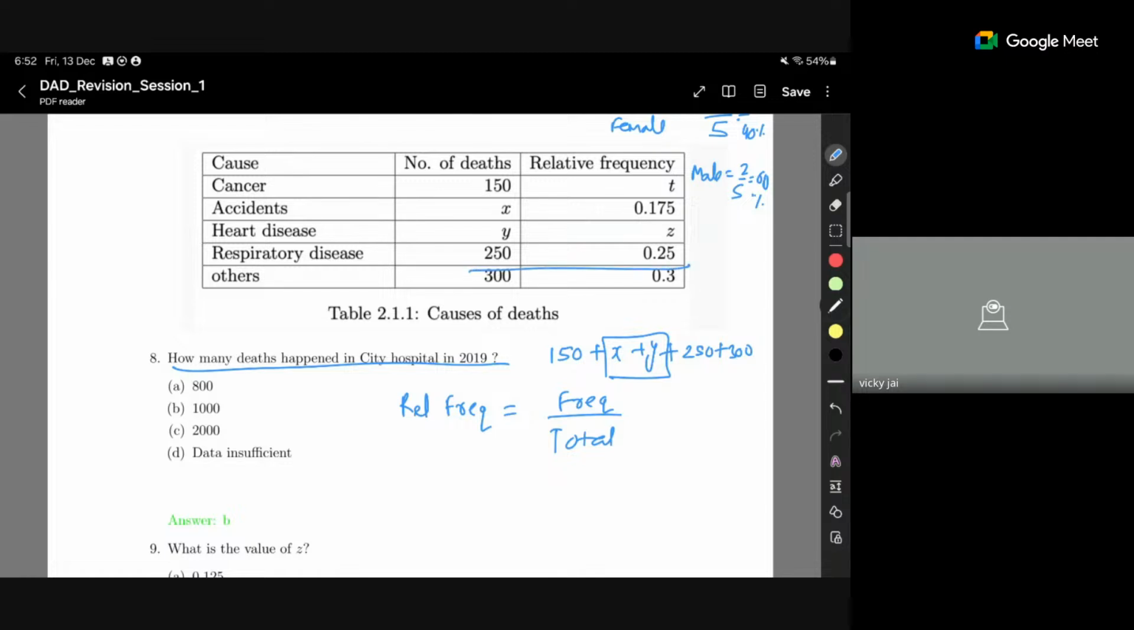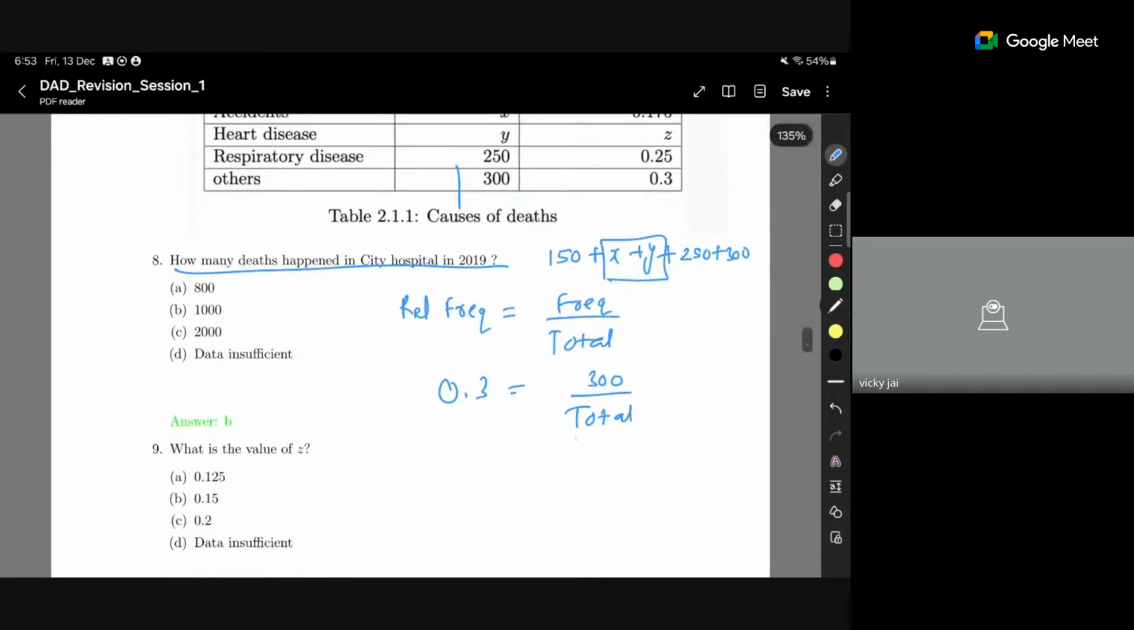Here I know both of them. The two of them are given to me, frequency and relative frequency. From that I can find the total, right? So if I put in this formula, what is the relative frequency? 0.3. What is frequency? 300. So from this, can I find the total?